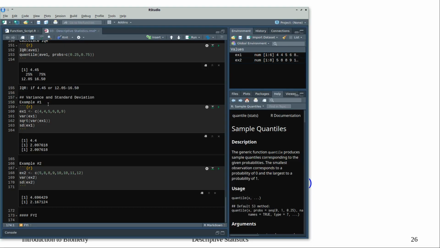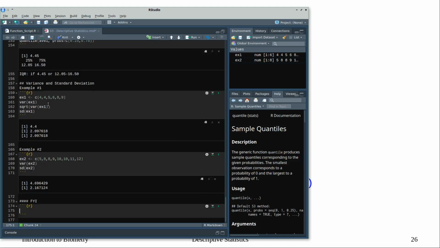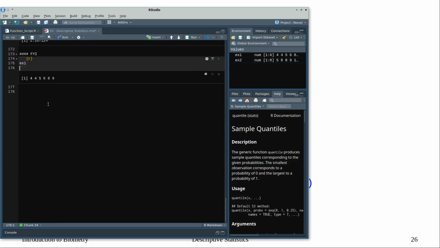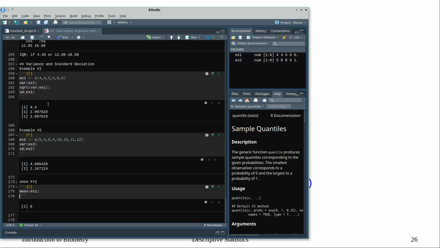So we started with example 1, with our ex1. Here's our vector. All right, and let's say we wanted to check our work. Well, we can calculate the mean just to confirm that that's what we calculated. So mean of ex1 gives us 6. And then I can look at our equation.